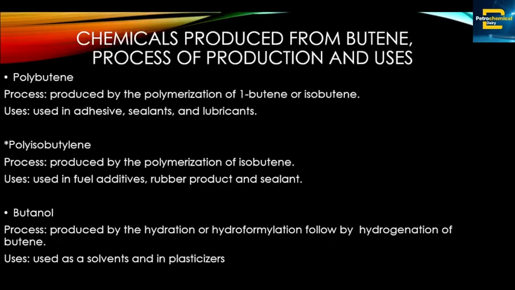So another product produced from butene is our polybutene. Polybutene is produced by the polymerization of 1-butene or isobutene. It's used in our adhesives, sealants, and lubricants. Another product produced from butene is our polyisobutylene. It is produced by the polymerization of isobutene. It's used in fuel additives, rubber products, and sealants.